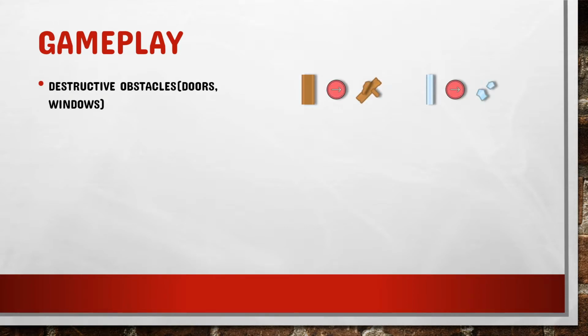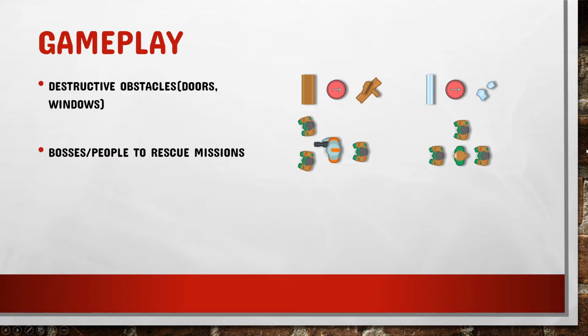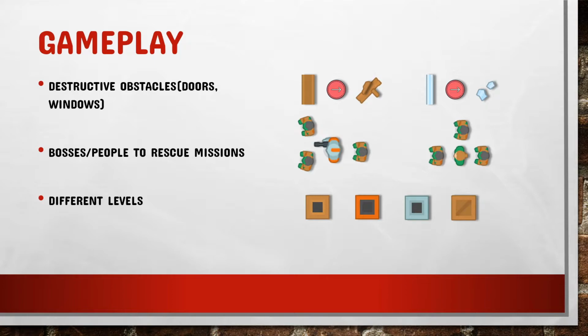Okay, so we start off with the gameplay changes. I want to add destructive obstacles like doors and windows, so you can just shoot them and then destroy these pieces of wood and glass. I also want to add bosses and people to rescue missions, so the game will be more interesting and much more thrilling to play. Also, obviously, I will add different levels on my way, and I'll add reloading and limited ammo to the game, because right now you can basically shoot all the time, and this doesn't make any sense. So that's for the gameplay changes I want to make.